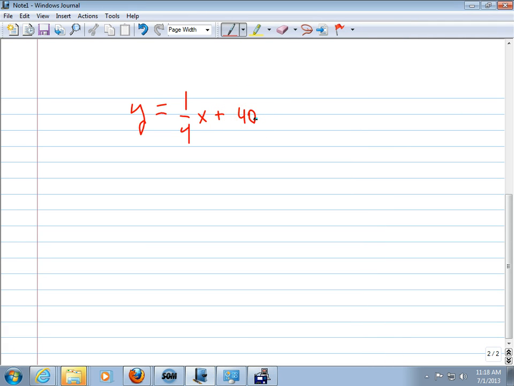Okay, but that's the calculator, because the calculator is stuck using x and y. But for us, the y was the temperature, T, and x was the trip rate, R. I could even write it this way if I want, 0.25 R plus 40. All right? So that's the result.